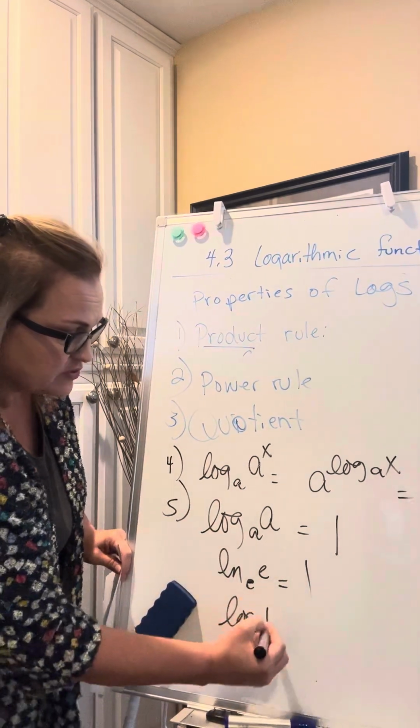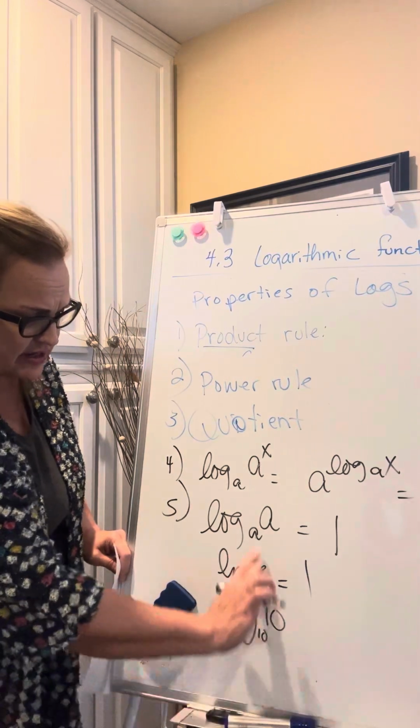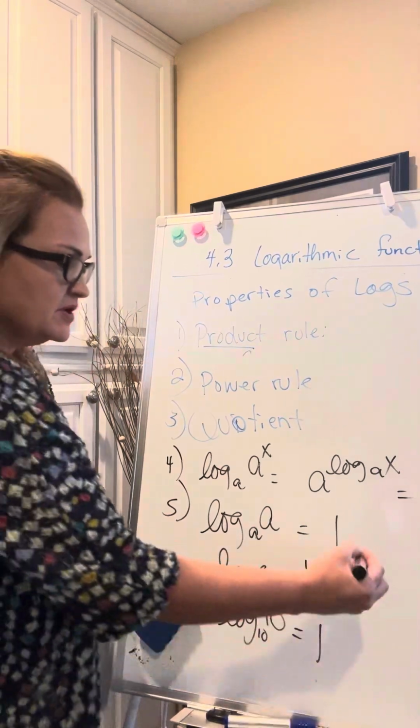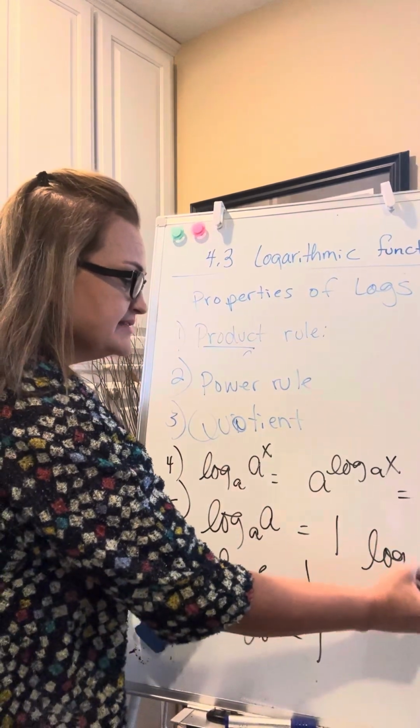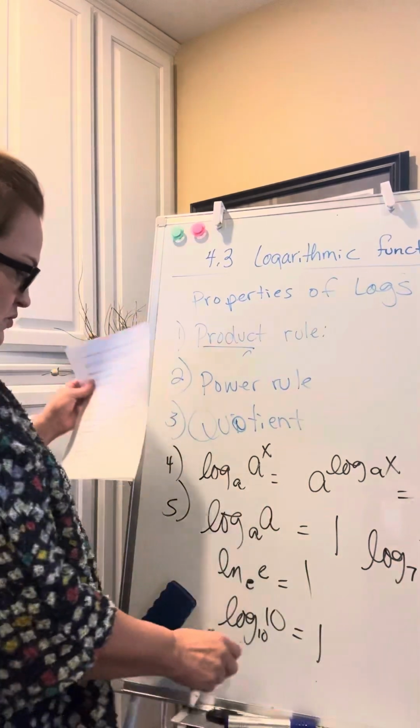Another similar one would be log of 10. That would be an understood base 10. If these are the same number, they kind of cancel each other out. It just equals 1. But it works for any base. Log base 7 of 7 would be 1. If these are the same numbers, it equals 1.